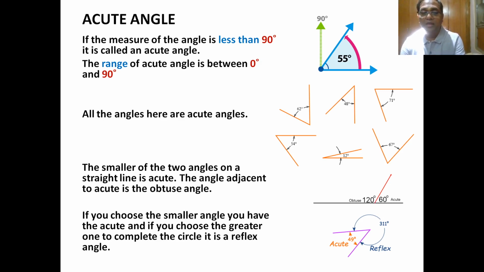Here, if you choose the smaller angle, it will be called an acute angle, and the outer angle, which is the bigger one, is called the reflex angle. So an acute angle forms the internal angle, and the outer angle of the acute angle will be a reflex angle.